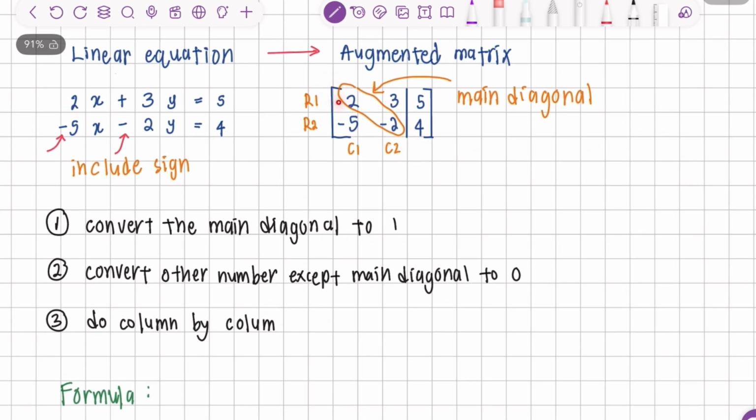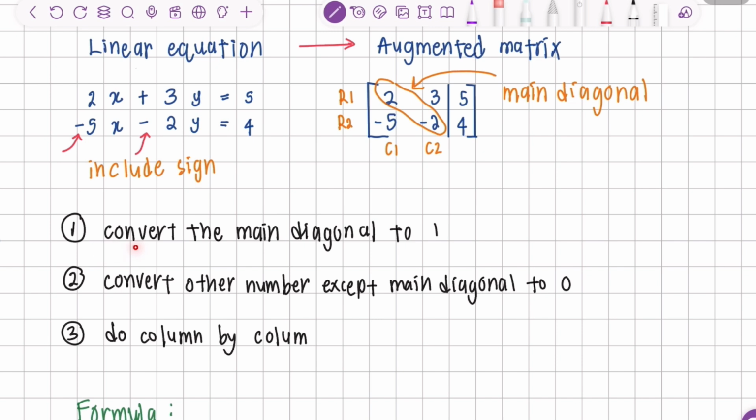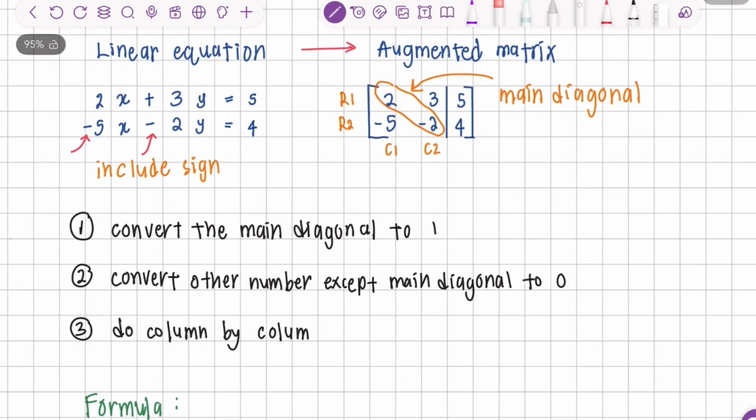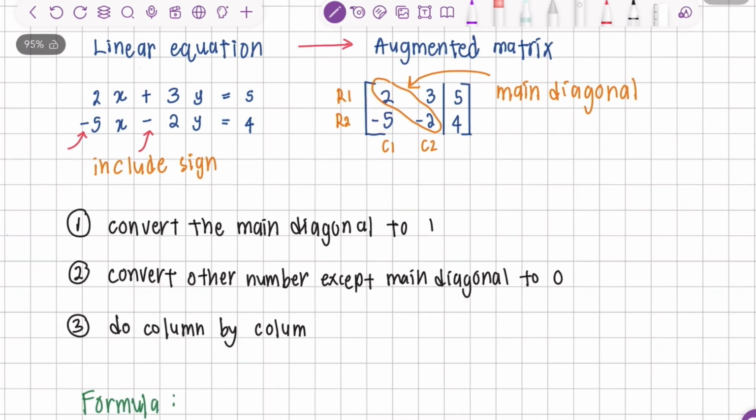This is the main diagonal. This is row 1, this is row 2, this is column 1 and column 2. So the first step is you need to convert the main diagonal into 1. Second, you need to convert the other numbers except the main diagonal to 0. And third, you must do it column by column.